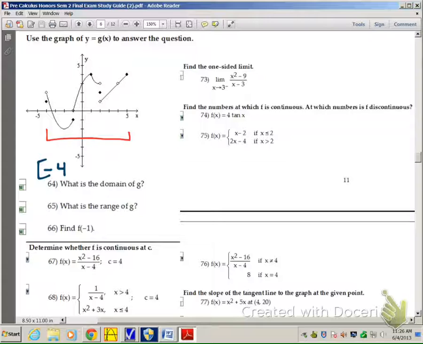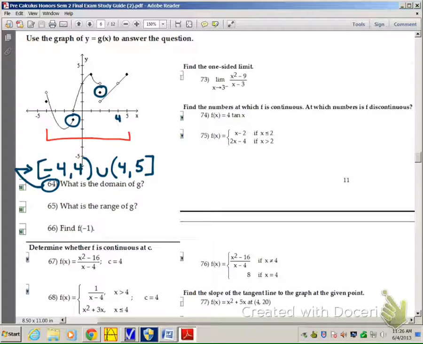We get to -1, there's still an output. Okay, there's still an output at 2, and there's no output though at 4. So the domain of this function is from -4, all real numbers from -4 to 4, including -4 but not including 4, and then all the real numbers from 4 to 5, including 5, but again not including 4. So that's the answer for the domain of G, number 64.